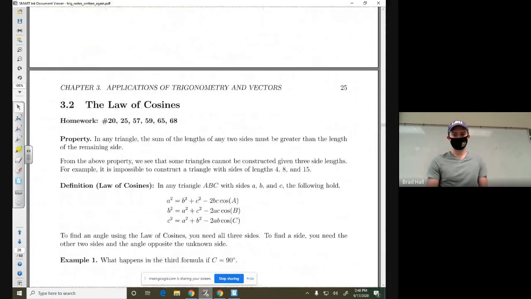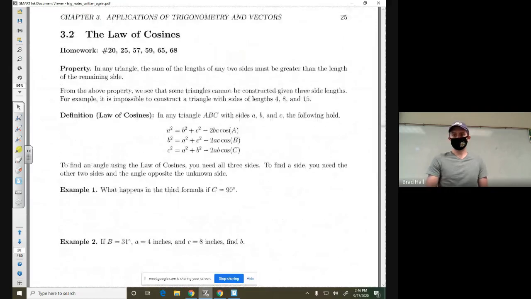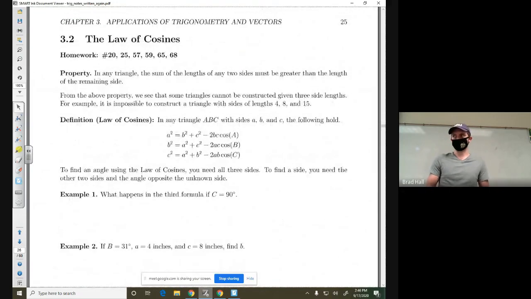So law of cosines, as you would imagine, we're going to be looking at the cosine function. And we're still looking at trying to solve oblique triangles. Pretty much what the law of cosines does is it takes the place of triangles where we have insufficient information to use the law of sines.